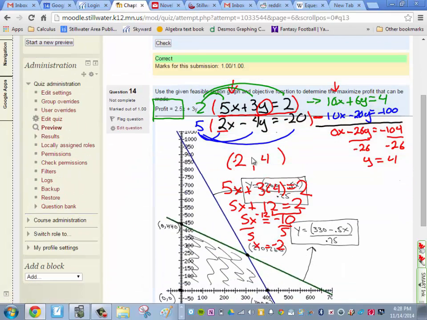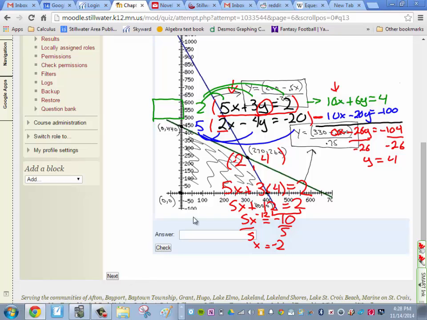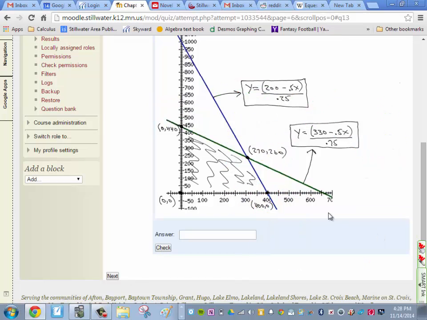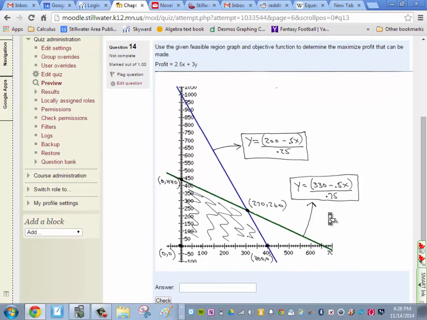Here we go. One last problem to go, guys. Let's get through this. What does it even want us to do? Okay, use the given feasible region. The feasible region is right here. And the objective function, I guess, is profit in this situation, to determine the maximum profit that can be made. Oh, this is just like the other problem without the graph.